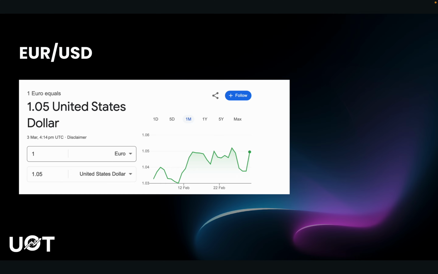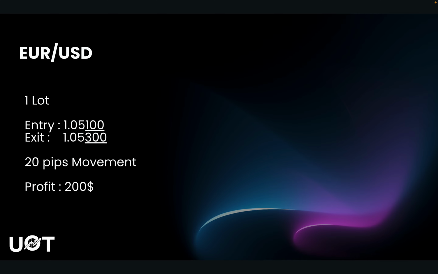So let's say you're trading this currency pair, which is Euro USD. You're using one standard lot, which is the unit of measurement. To take an example, let's say you enter at 1.05100 and you exit at 1.05300. So if you see, this is a 20 pips movement. Don't worry, we will have another video on how to calculate pips and we will cover everything in that video.